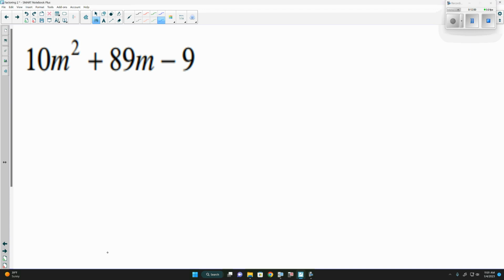Now we need to see, is there a greatest common factor? Well, no. Two sets of parentheses with 3 spaces. Now we find our signs. Since the third term is negative, our signs are opposite. One's going to be positive, one is going to be negative.